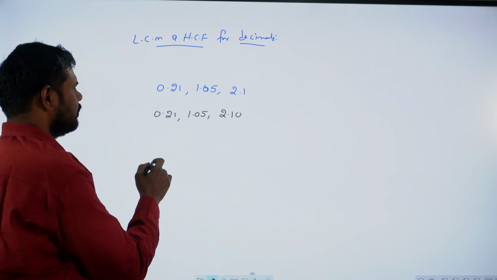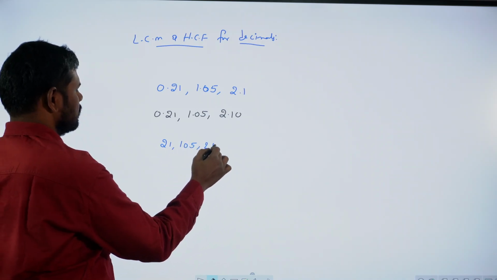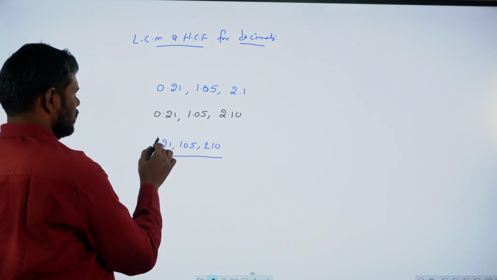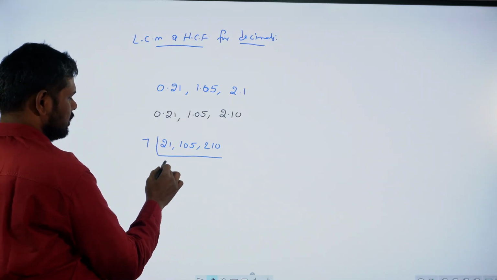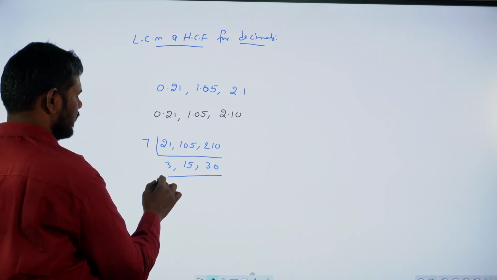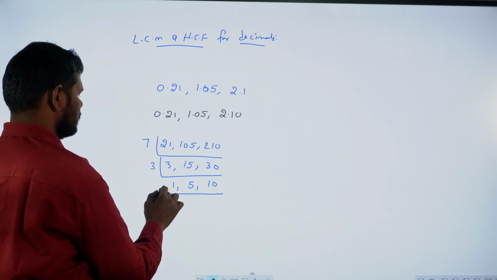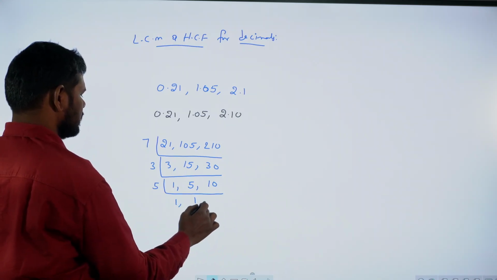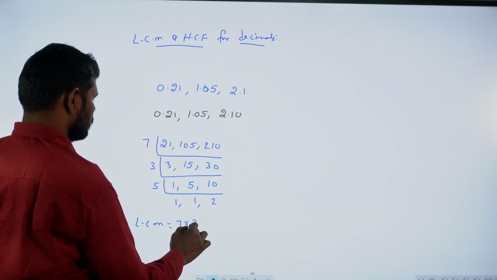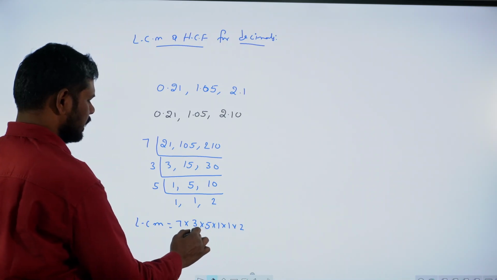After writing all the numbers with equal decimals, simply remove the decimals and go for the LCM or HCF. First I write for LCM. These three numbers are divisible by 7. So 7 threes 21, 7 fifteens 105, 7 thirties 210. Again 3 ones, 3 fives, 3 tens, then 5 ones, ones, twos. So LCM is 7 into 3 into 5 into 1 into 1 into 2.